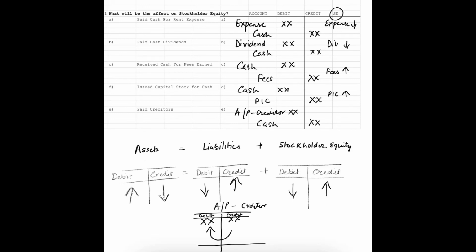And what's the effect of this transaction on stockholder equity? Do you think there is any effect on stockholder equity? See which accounts are involved. Cash, which is an asset account. Accounts payable, which is a liability account. So there is no effect on stockholder equity. Okay, I hope this helps you understand a little bit of how to enter debits and credits for the transactions.